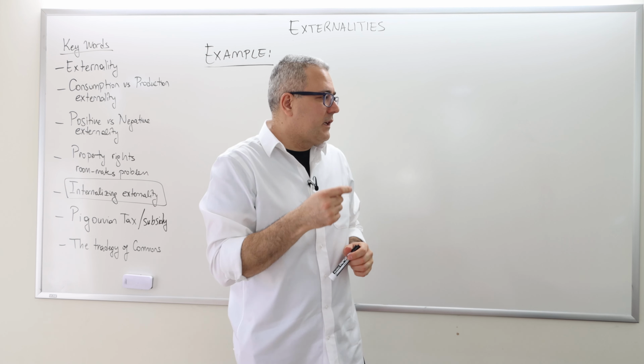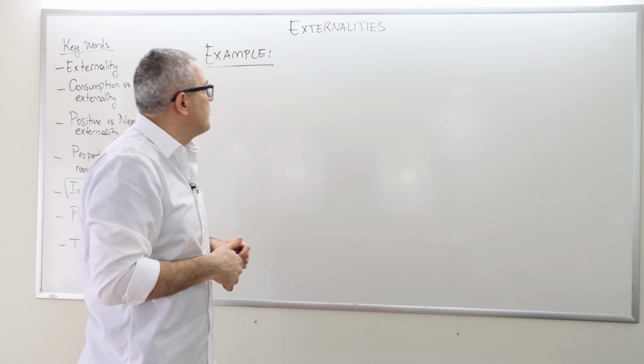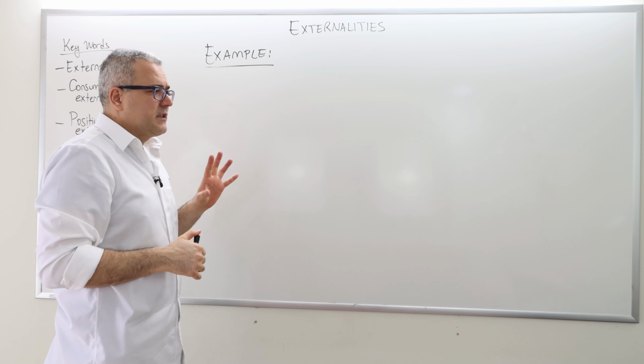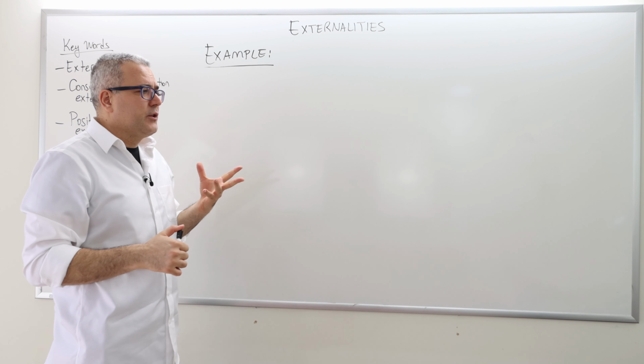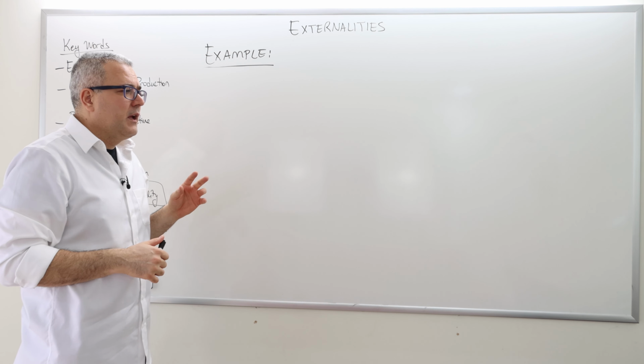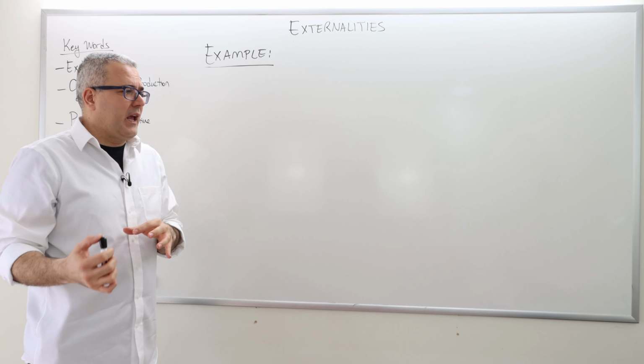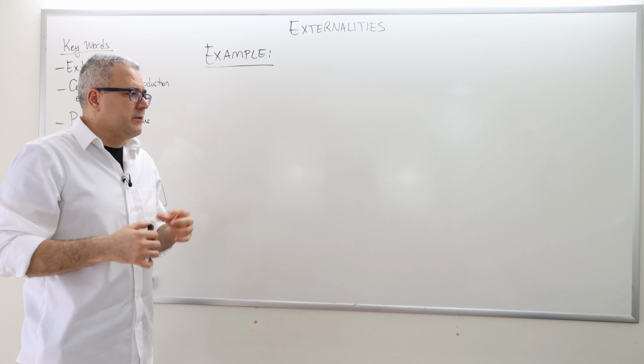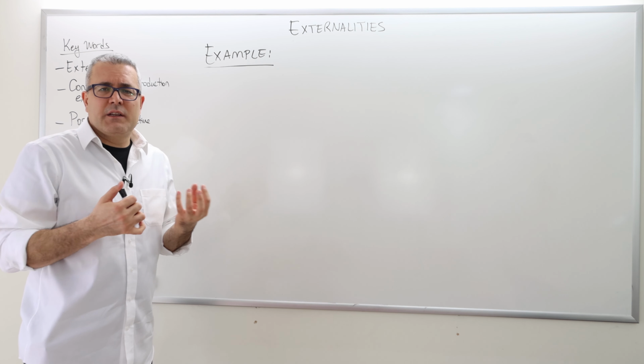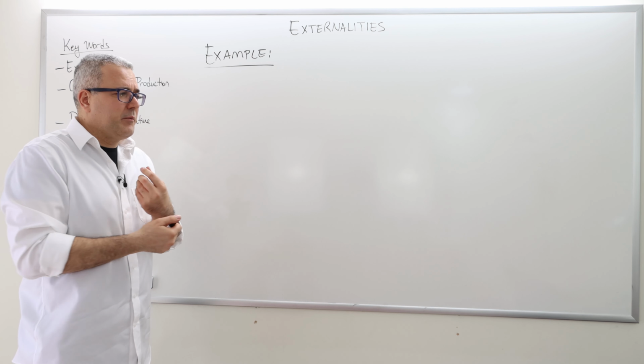Okay, so now let's talk about a specific example. So here's the story. There are two firms, a honey farm and an apple orchard. Basically, a honey producer and an apple producer next to each other. So there's got to be a positive externality between the two.